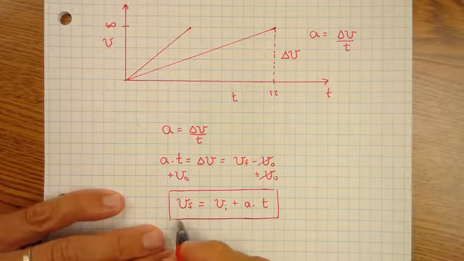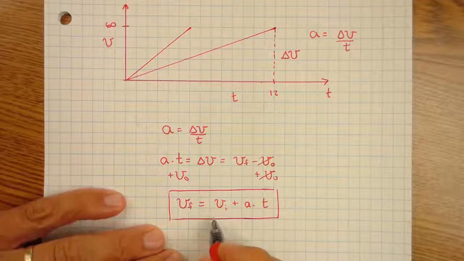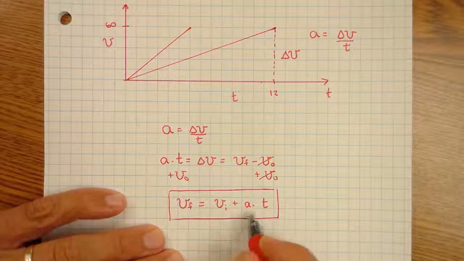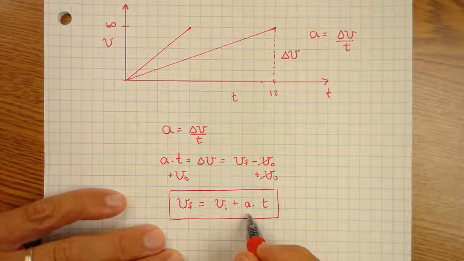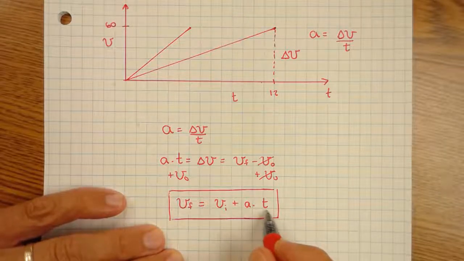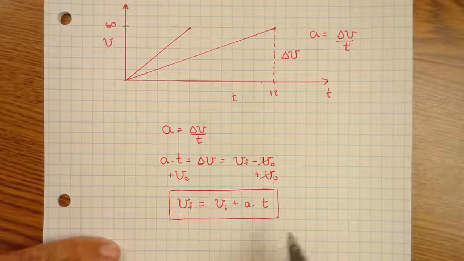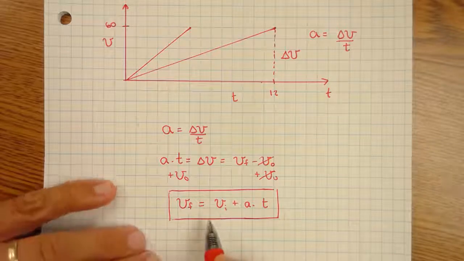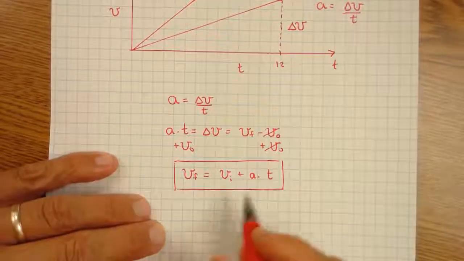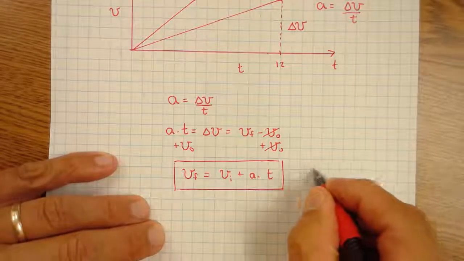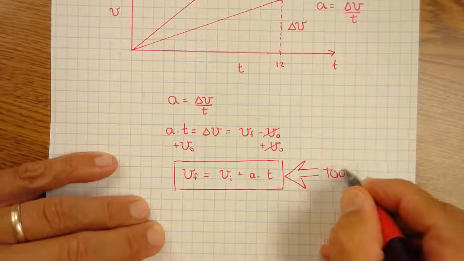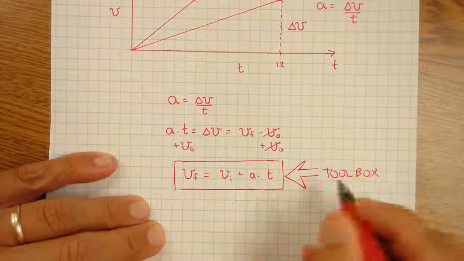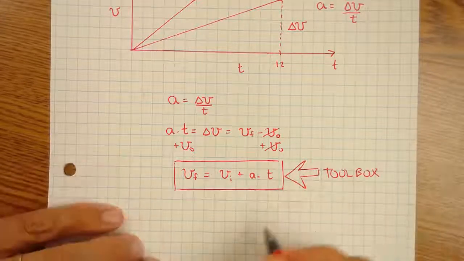V final, of course, is the final velocity. V initial is the velocity at the beginning of the problem. The acceleration and the time are usually given in the problem, or you're trying to find one of them. So if we look at the units of acceleration, so that you should put that in your toolbox. That sucker right there should go in your toolbox. We're going to use that all year long. It's called one of our working equations.